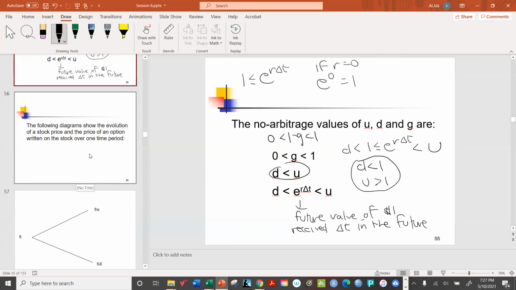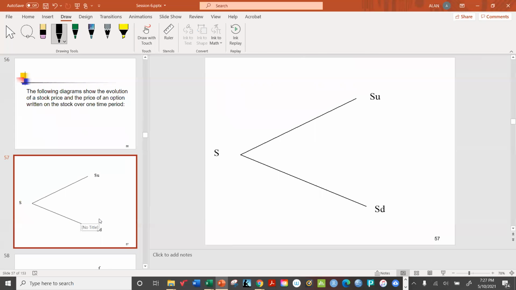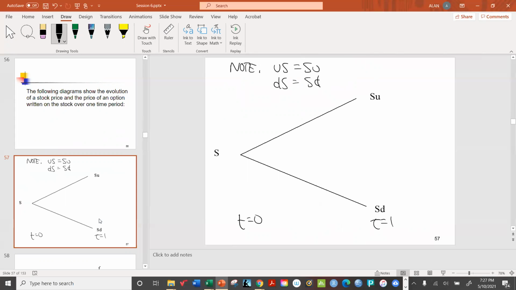All right, so some of these graphs we've already kind of seen. We don't necessarily need to go through them again. But the one thing I do want to mention here is this. When we're talking about the stock price tree, if you notice when I drew this by hand, I called it US. US and SU mean the same thing. The same thing is true down here, because you're just multiplying two constants together. So don't worry about that. The order of the U's and D's is not relevant. In other words, US, SU, it means the same thing.